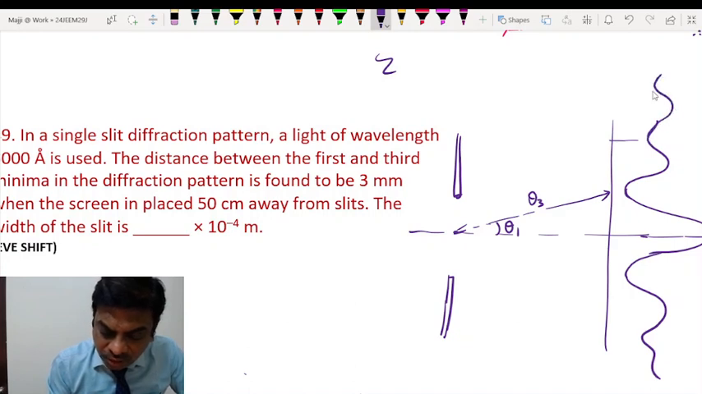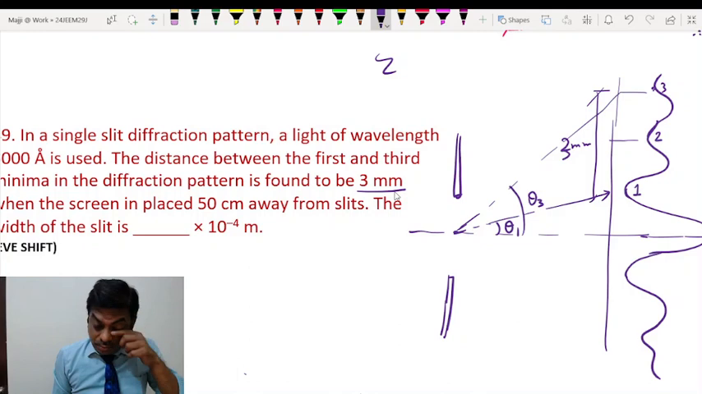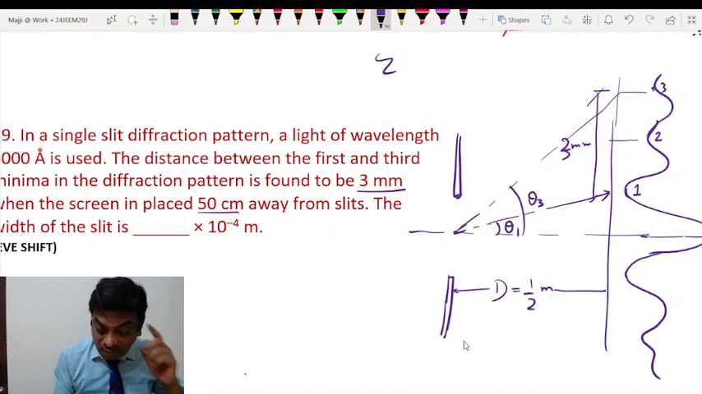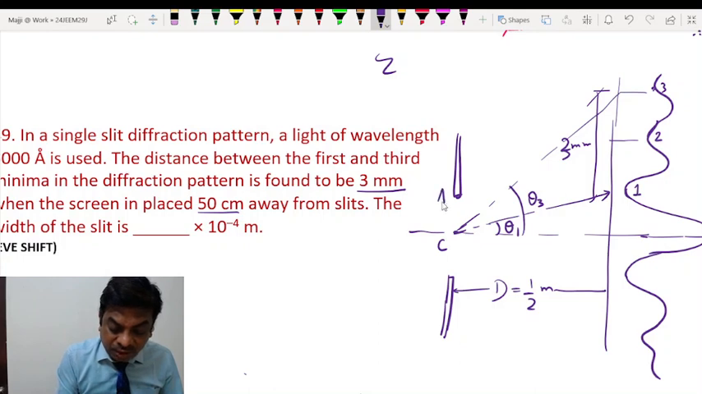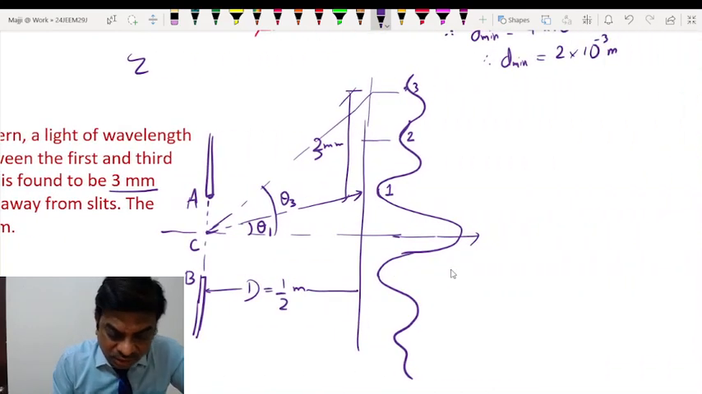So this will correspond to the first dark fringe, second dark fringe, third dark fringe. So this is the position corresponding to the third one. So this distance is given as 3 mm, and this distance is given as 50 cm. 50 cm can be written as half meter. Okay, students. C is the midpoint. AB is the slit. So we have the condition here, students.